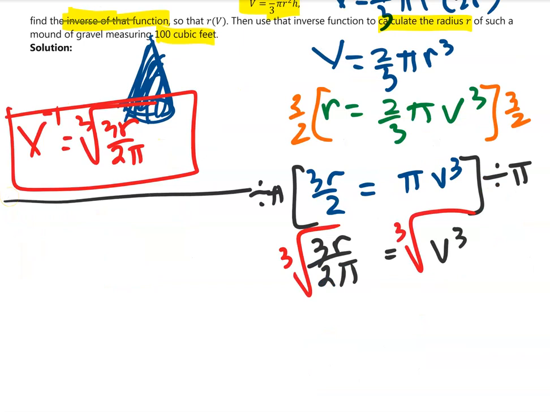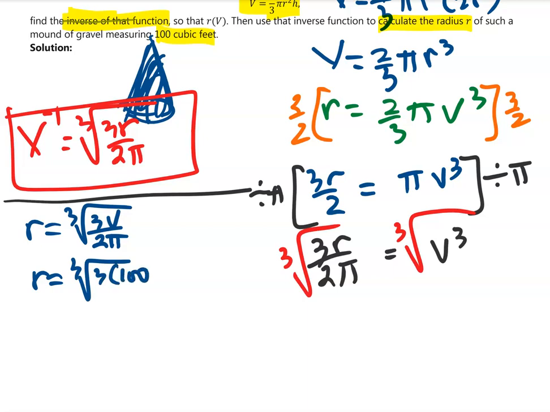Now to answer the last question, calculate the radius of such an amount of gravel measuring 100 cubic feet. So, if you go back to the original volume, which is to solve for the radius, that's going to be the radius is equal to cube root of 3v over 2 pi. And now you have a given volume, which is 100 cubic feet. So that's going to be cube root of 3 times 100 over 2 pi, and use your calculator, and the radius is approximately equal to 3.63.